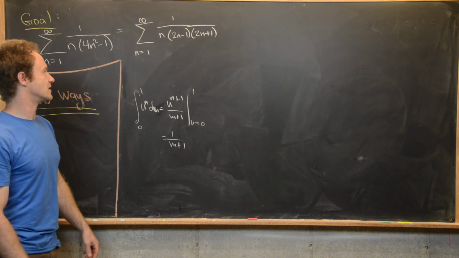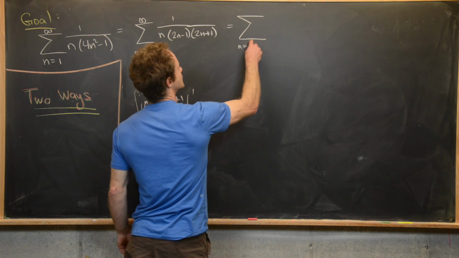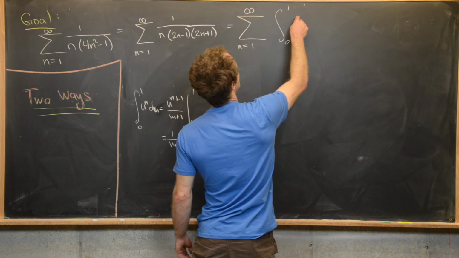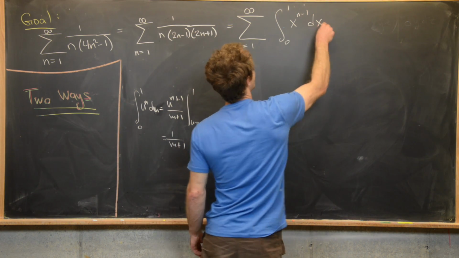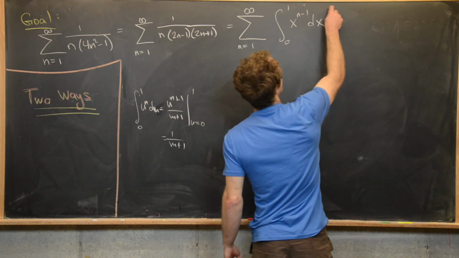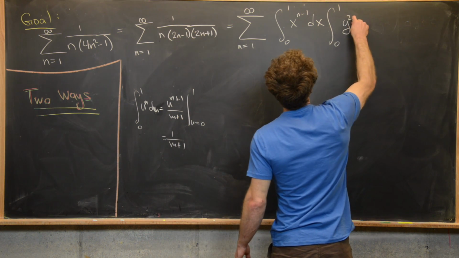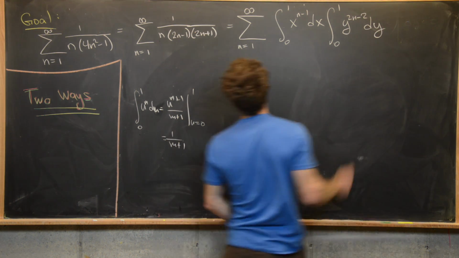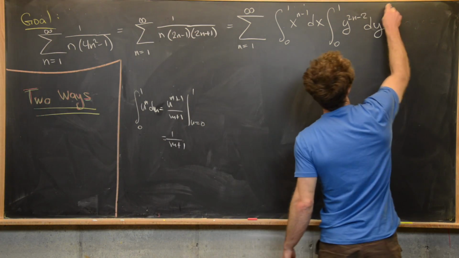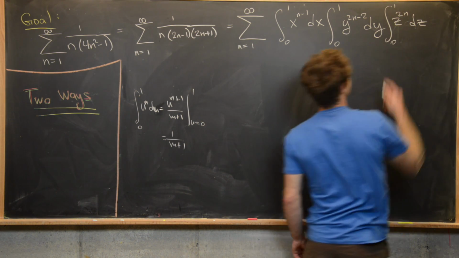And we'll use a different variable for each. So let's go ahead and do that. So we're going to have the sum as n goes from 1 to infinity, the integral from 0 to 1 of x to the n minus 1 dx. So that's going to take care of our 1 over n thing. And then the integral from 0 to 1 of y to the 2n minus 2 dy. So that's going to take care of our 1 over 2n minus 1 thing. And then finally, the integral from 0 to 1 of z to the 2n dz.